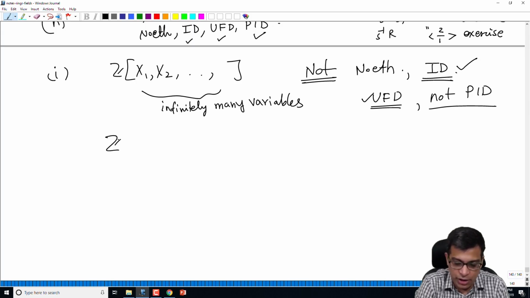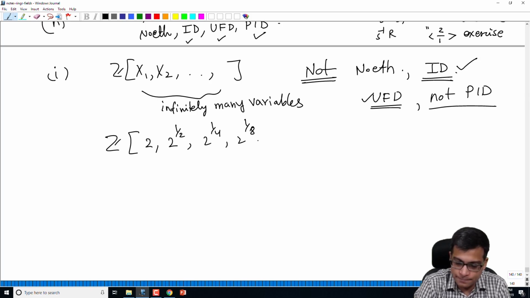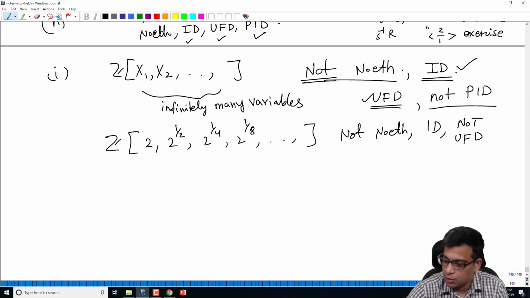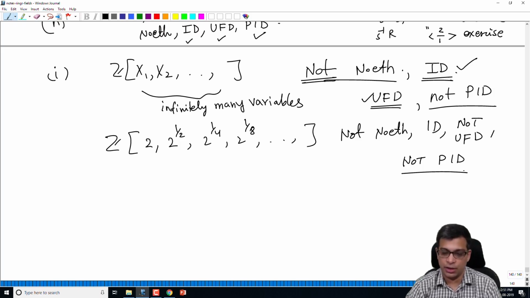It's not Noetherian. Similarly, one more example that we looked at was ℤ adjoined 2 to the power 1/2, 2 to the power 1/4, and so on. It's not Noetherian. It's an integral domain, but it's actually not a UFD. That was one of our examples, right? And of course not a PID. It is not a UFD because we constructed this ring to show that factorization does not even terminate in this ring. So in this case it's not even a UFD.